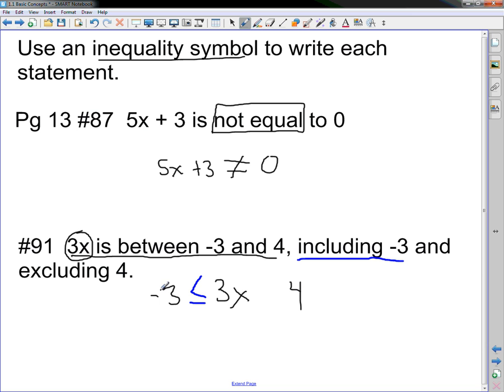So that means that -3 is the left point of our values. So that means that -3 is less than or equal to 3x. Now for the 4, we want to exclude 4. So that means that 4 is not an answer, but we want everything just to the left of it. To represent that, we just use a less than symbol. So this is saying 3x is less than 4. It can't be 4, but it can be everything just below it. That's the difference between using the equal to underneath and not.